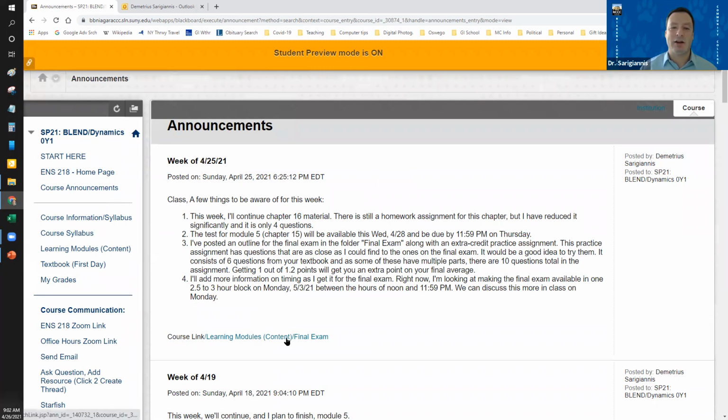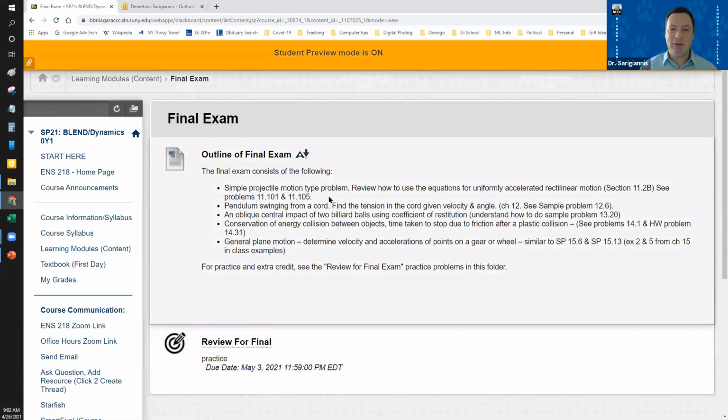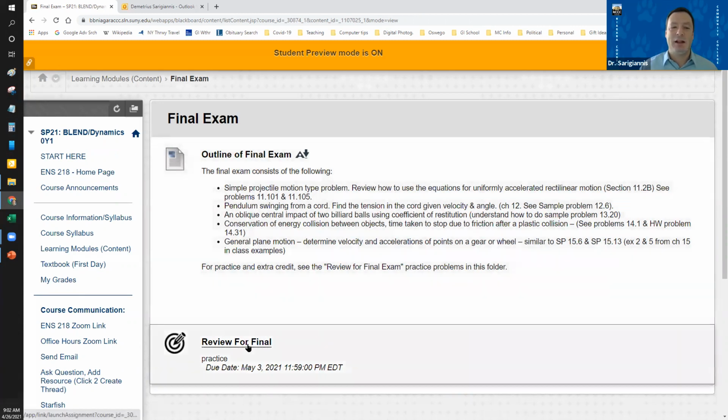So let me show you the outline here. Simple projectile. Well, the outline's right here. It's fairly straightforward. I tried to give some examples. And then this review for the final. If you click that, this is a practice. It's basically a bonus. I got to check, make sure it doesn't show up in the grade book as an assignment.